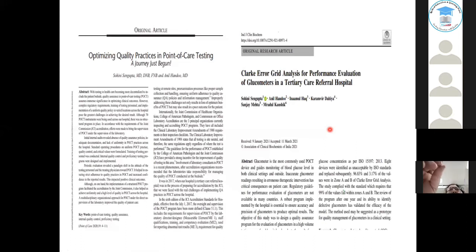The second is a Clark error grid analysis for performance evaluation of glucometers in a tertiary care hospital, where what we did was a Clark error grid analysis for all around 90 glucometers across the laboratory and reviewed which ones were the glucometers that needed to be taken out of action. Then how the PT program helped us in realizing and making it even sharper by removing the non-working glucometers and replacing them by newer ones. Had we not done that, the older glucometers or the inefficient glucometers would continue to be in practice.